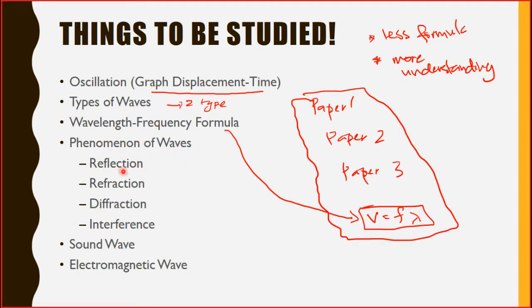Okay, all right. Next, we have different kinds of phenomena of wave. Okay, so we have reflection, refraction, diffraction, and interference. Reflection is like when you have a source like light. Okay, you have light going into a mirror.